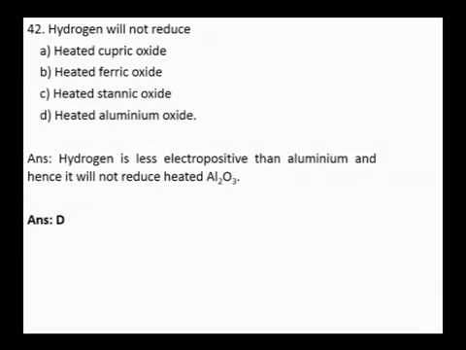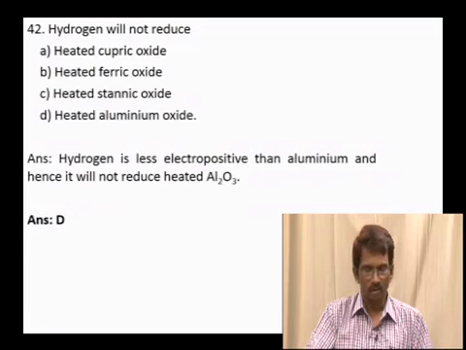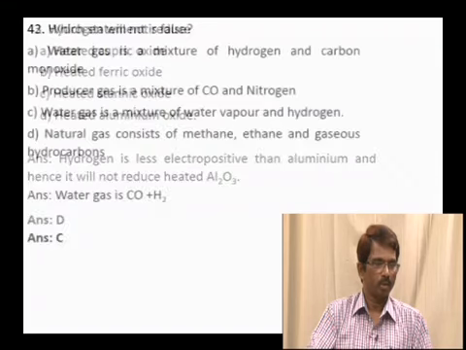Into question number 42, hydrogen will not reduce. The options are heated cupric oxide, heated ferric oxide, heated stannic oxide, heated aluminum oxide. You know, hydrogen is less electropositive than aluminium, and hence hydrogen will not reduce the heated Al2O3, and hence the correct option is option D, that is heated aluminum oxide.